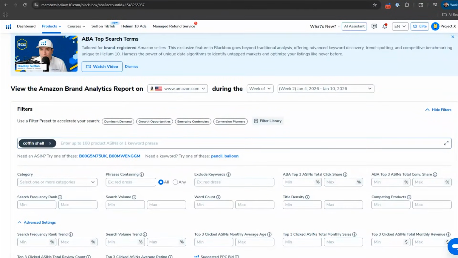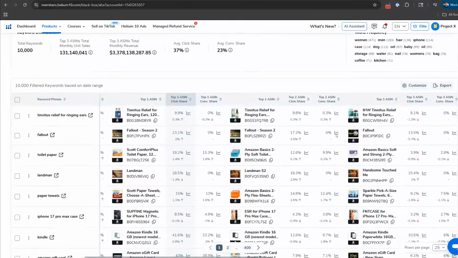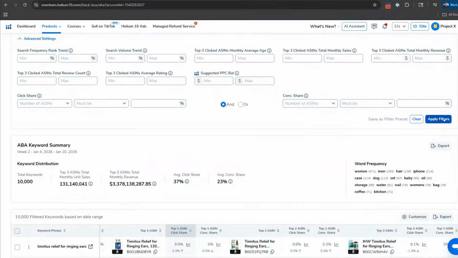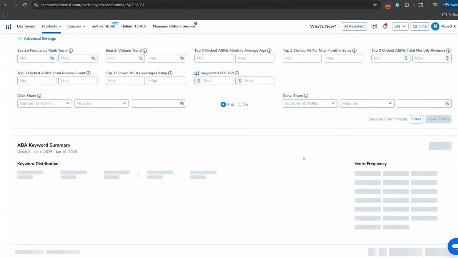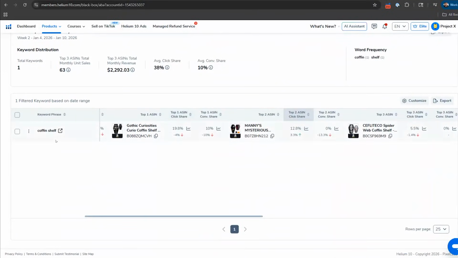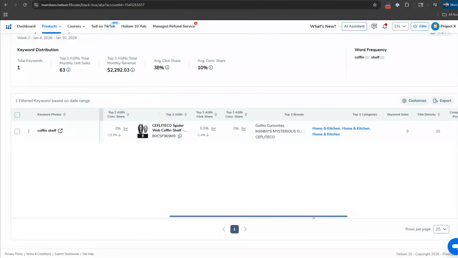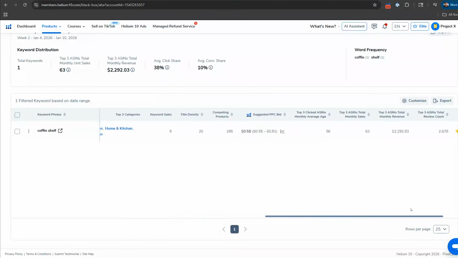I want to zoom into Coffin Shelf for the week of January 4th to January 10th, 2026. And when I go ahead and hit apply filters, now I'm going to be able to see for Coffin Shelf, what were the 3 most clicked products? And here's Manny's Mysterious Oddities. Oh my goodness gracious. I had 0% conversion share, even though I had 12% of the clicks. So that is something that is not that great. I would have to figure out, hey, what's going on here?